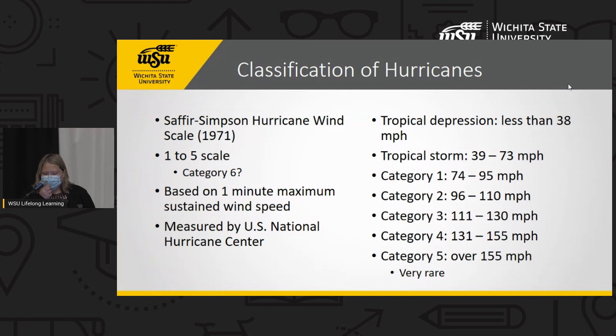So on my list on the right, I added tropical depression and tropical storm, their wind speeds, so you could compare it with the hurricanes. But they're not part of the Saffir-Simpson scale. So a tropical depression, which is the least violent of hurricanes, it's less than 38 miles per hour. And then tropical storms are 39 to 73. And then you can see category 1, 2, 3, 4, and 5. Category 5 is extremely rare, and those winds are over 155 miles per hour.